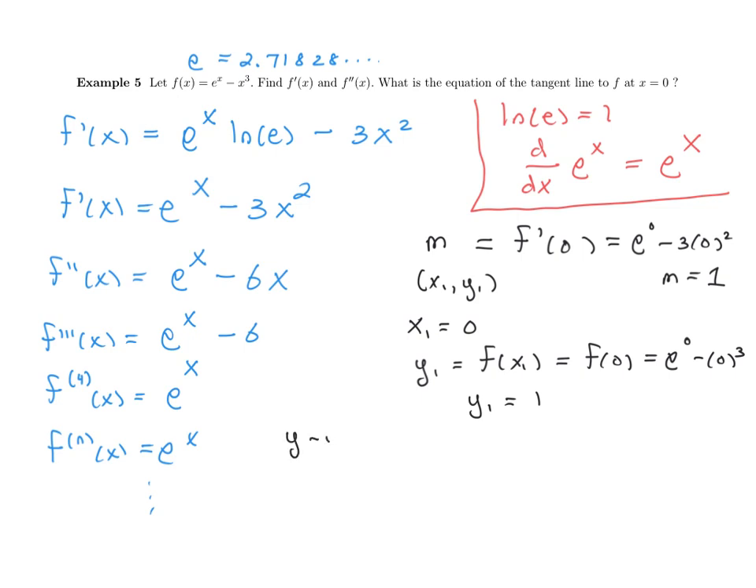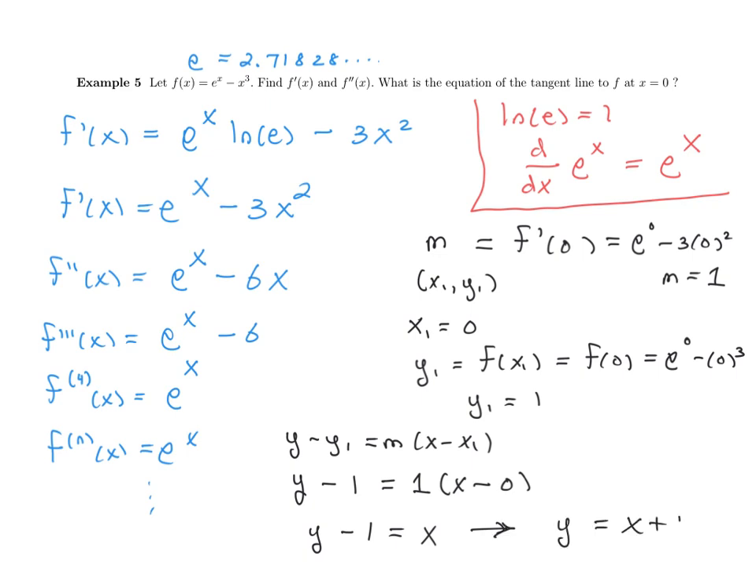If you put this information into the formula for the equation of a line, that's y minus y1, which is 1, is equal to m, which is 1, times x minus x1, which is 0. You can simplify this. This is y minus 1 is equal to, well, I don't need this minus 0 or this 1, and I can just put x. And if I add 1 to both sides, I get that y is equal to x plus 1, and that is the equation of the tangent line to the original function at x is equal to 0.